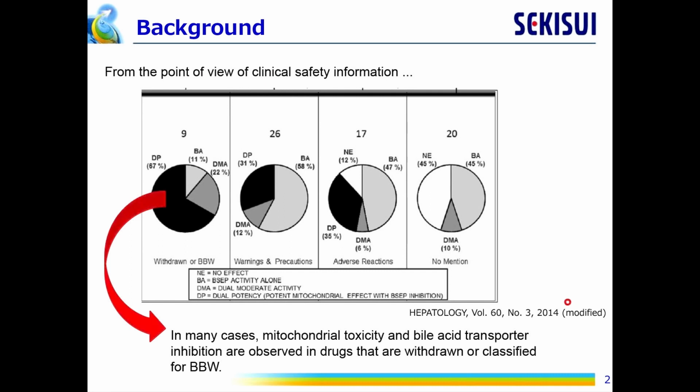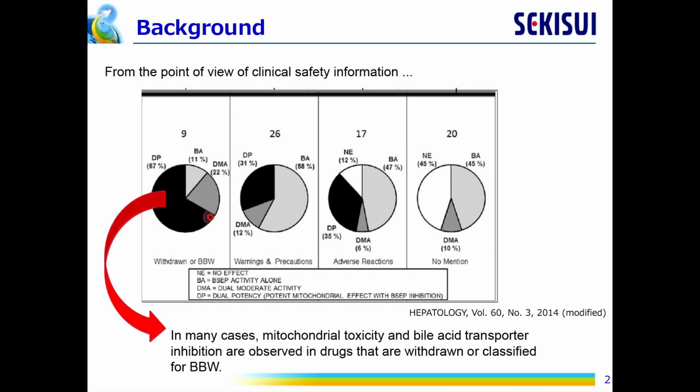I also would like to tell the importance of mitochondrial toxicity and cholestasis from the side of clinical information. In 2014, Pfizer Group investigated 72 marketed drugs of different disease statuses correlated with compound BSEP inhibition and mitochondrial toxicity. The left pie chart shows 9 drugs with severe response and other results were withdrawn or given black box warning. As the chart goes from left to right, the levels get safer. Warning and precaution, adverse reaction, and no mention.